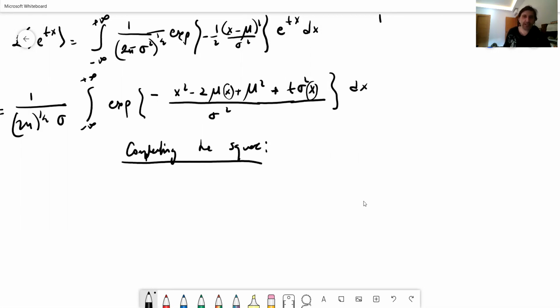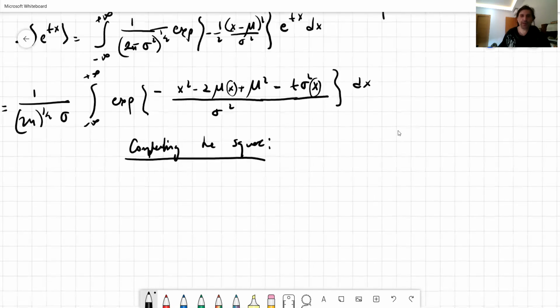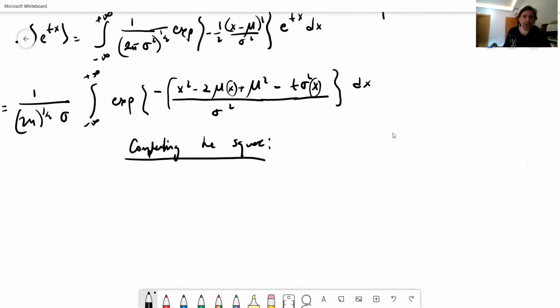So what I'm going to do is this. Oh, by the way, I think I made a mistake here. This should be minus, because we have already a minus sign here. So I should be careful about this. So I'm going to only concentrate on this part, and I'm going to complete the square of this part.